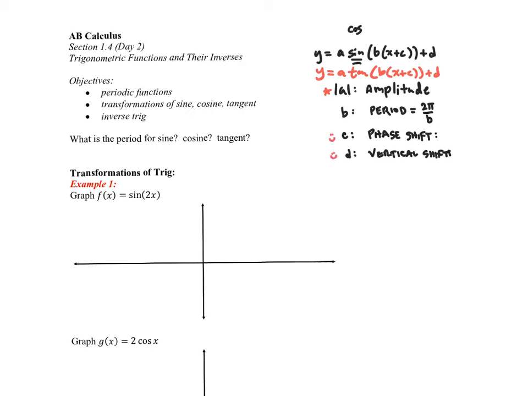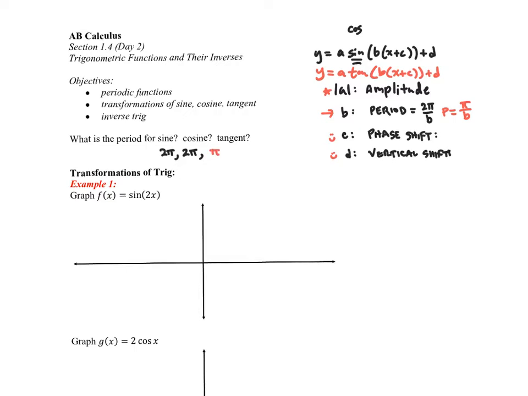Vertical shift, same effect, but period is unique, okay, because the period of tangent is just pi units. It cycles once every pi units instead of 2 pi. So the period for tangent is going to be pi over b. So as you can see, we're answering this question. The period for sine is 2 pi. The period for cosine is 2 pi. But the period for tangent is pi units. And we'll see that graphically in just a minute.